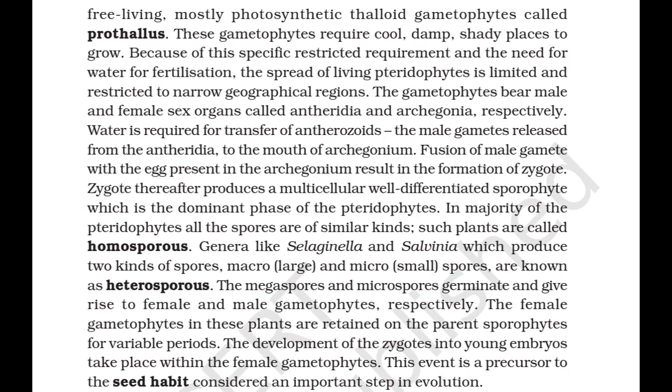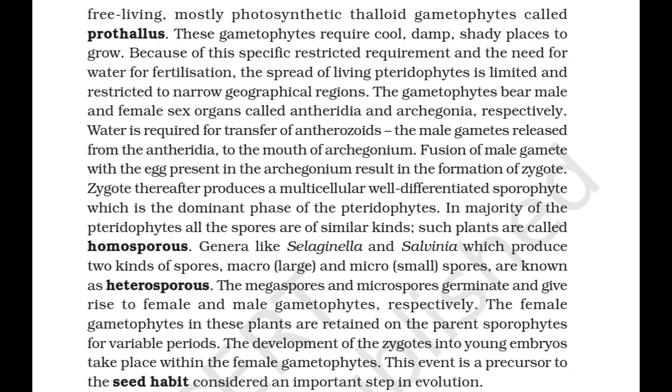Fusion of the male gamete with the egg present in the archegonium results in the formation of a zygote. The zygote thereafter produces a multicellular, well-differentiated sporophyte, which is the dominant phase of the pteridophytes. In the majority of pteridophytes, all the spores are of similar kind; such plants are called homosporous. Genera like Selaginella and Salvinia, which produce two kinds of spores, macro and microspores, are known as heterosporous. The megaspores and microspores germinate and give rise to female and male gametophytes respectively.